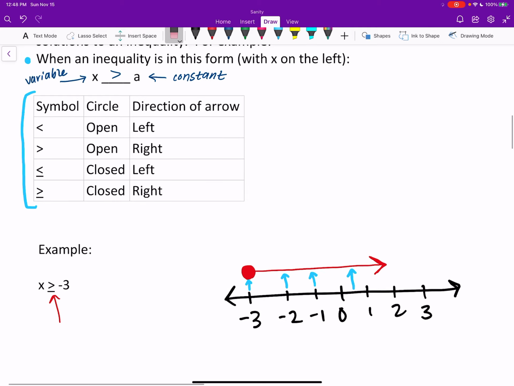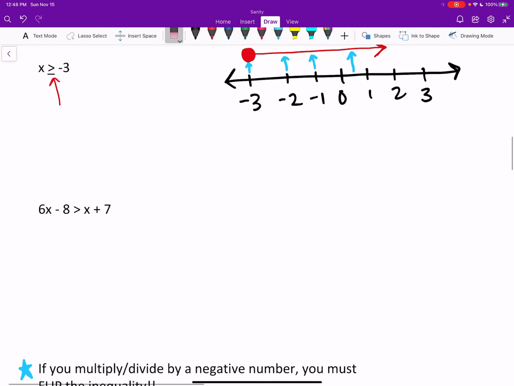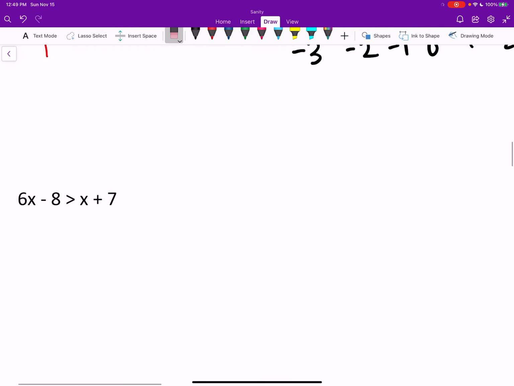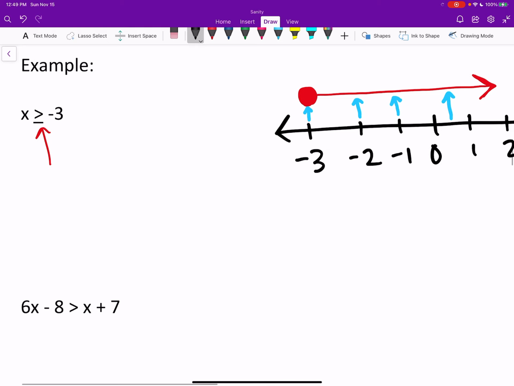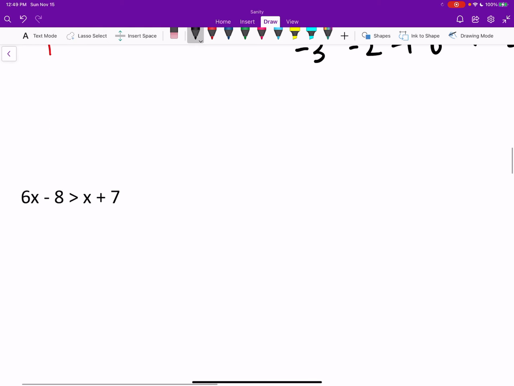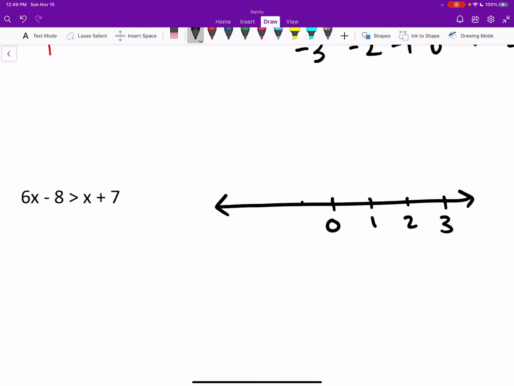We're going to graph 6x minus 8 greater than x plus 7. So now it's not just a simple thing as x greater than or equal to negative 3. We're going to have to actually solve to find that condition on what x is. So I'm just going to add my number line in here pretty quick. Negative 2, negative 3. So I'm going to solve this one real quick.